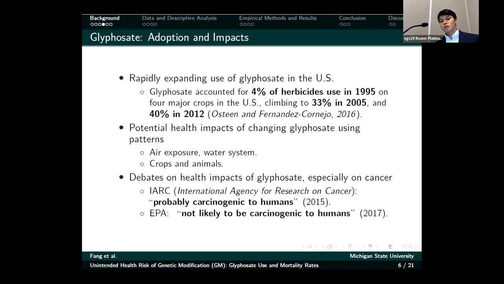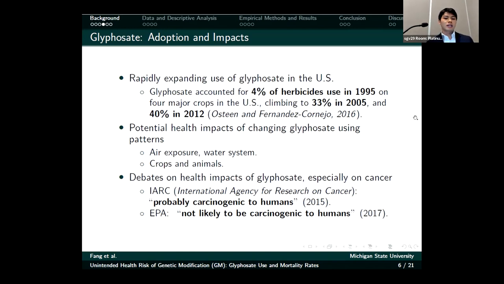So the potential health impacts of changing glyphosate use patterns include the risk of air exposure, as well as the risk of getting the residue through the water system. It also can enter the food system. This includes crop residues as well as animals, because of the feed crops that contain glyphosate residues.